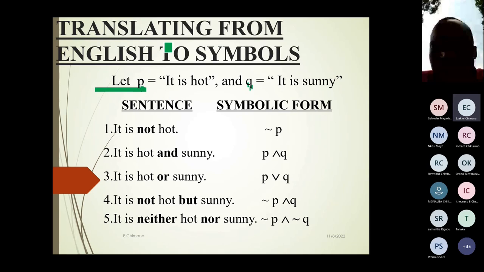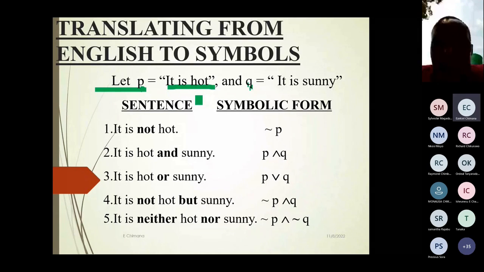Here we're being asked to translate from English to symbols. If you have got the English version and you want the symbol version, what do you do? So I've got this one which says let P be equal to it is hot and Q be equal to it is sunny. So the sentence that we have here, it is not hot, we want to translate it to its symbol form. It is not hot, which is the negation of P, because P says that it is hot. So the negation of P is it is not hot. So this will be your answer.